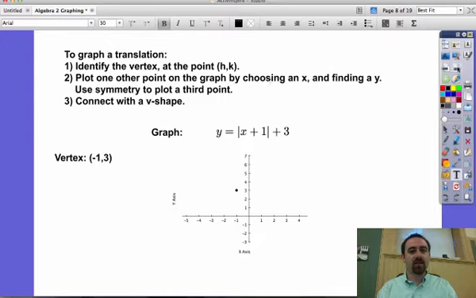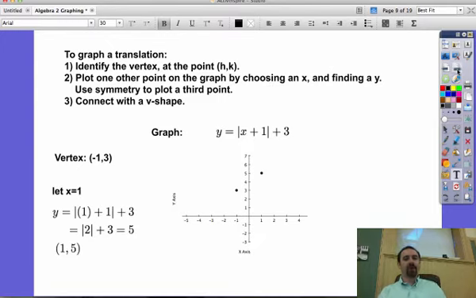Good. That's step 1. The next step is to plot another point on the graph by choosing an x and finding a y. I decided let's choose the number 1. Okay, that's a nice number to choose. The number 0 is always a very nice choice. It's very easy to do. So I plug in 1, and I get 1 plus 1 is the absolute value of 2, plus 3, so we get a value of 5. So the second point I'm going to graph is the point 1, 5, and that's right here.